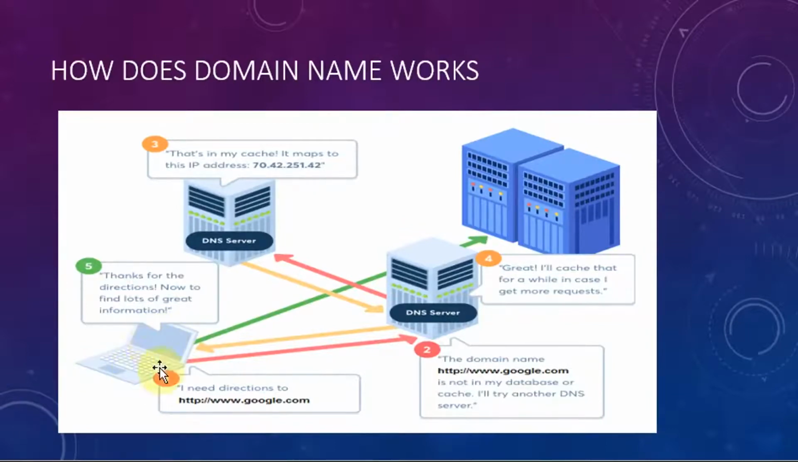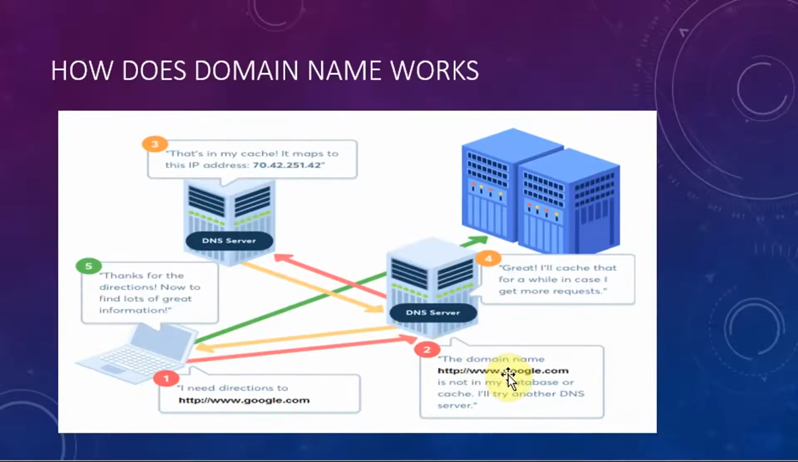This is a computer that needs to go to a particular address. Let's say this computer is requesting directions to this domain name, google.com. So how it works is this computer sends a request to a domain name server, and then this domain name server checks its database whether this domain name, google.com, is available.